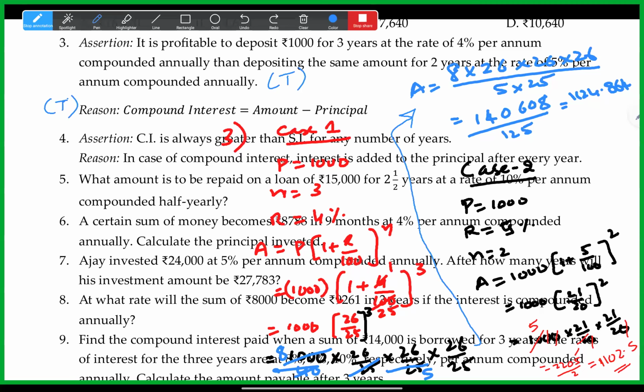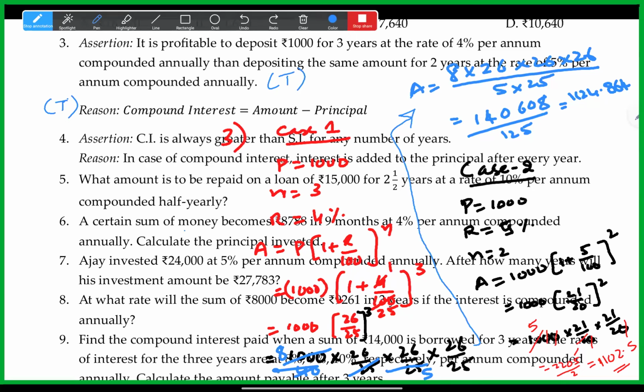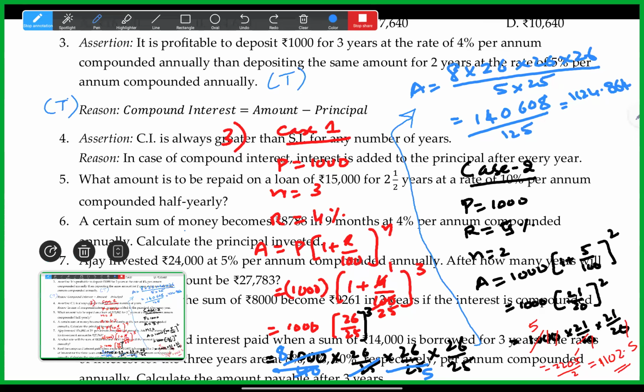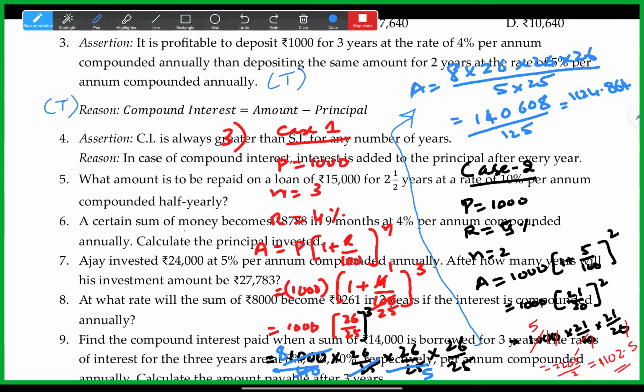Okay, sure. So we clearly got that it is profitable for 3 years at 4% for 1,000 rupees, compared with the same 1,000 rupees for 2 years at 5%. So, fourth question, shall I delete it, Ishwa? Yes, sir, you can delete.